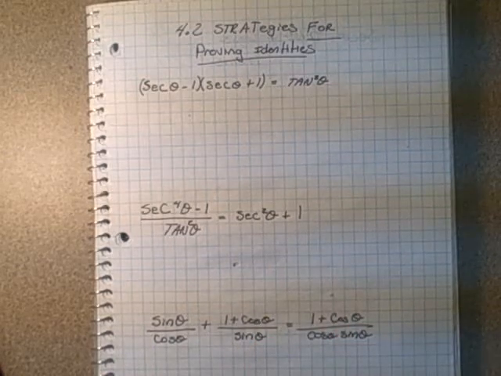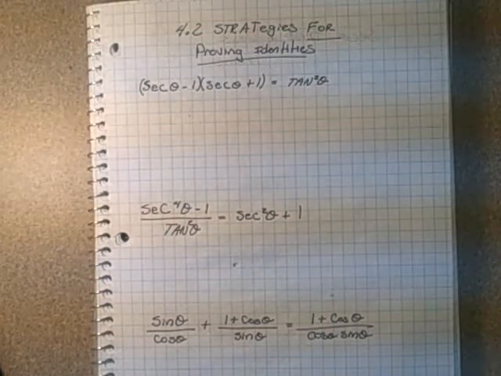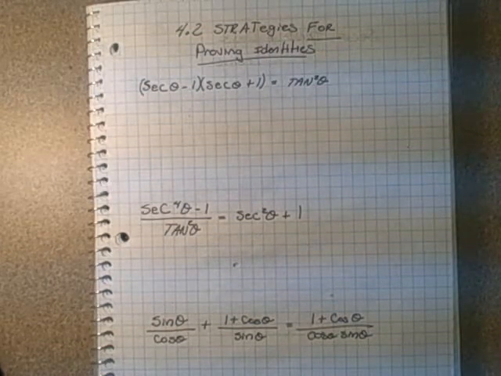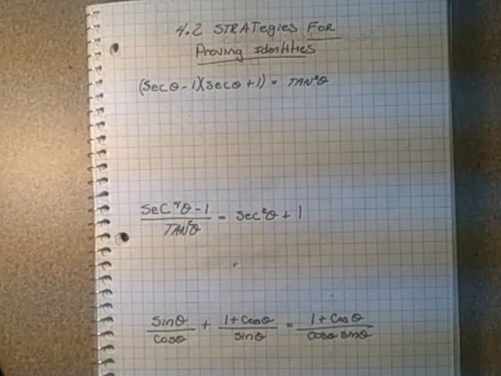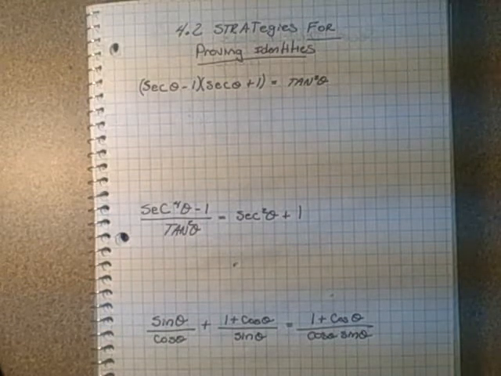Okay, this is our tutorial for section 4.2, strategies in proving identities. There are some helpful tips in your textbook, and they go through 7 different steps that you take. The first step that you always look for is just simplifying the heavier side, or the complicated side. And I've got an example of that here.